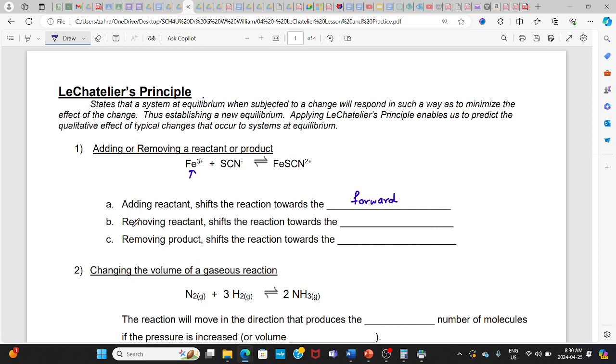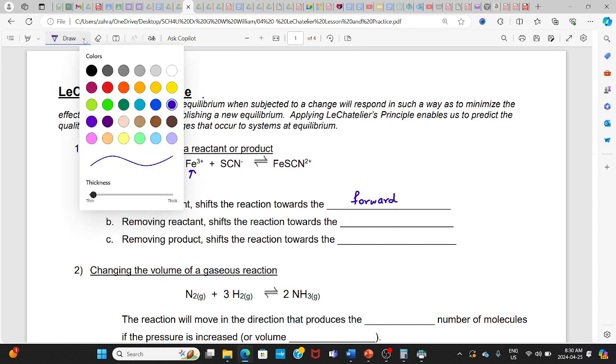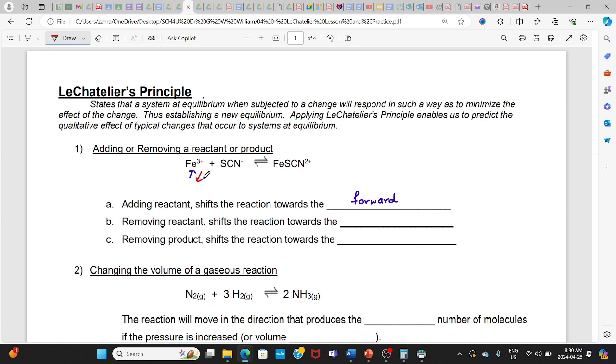Okay. Now, removing reactant. Now, it is you taking some Fe3+ away. What do you think the shift will be? Is it going to be forward or backward, if you remove Fe3+? Yeah, because you remove it, nature doesn't like it. You need to produce some. It's going to be backward.